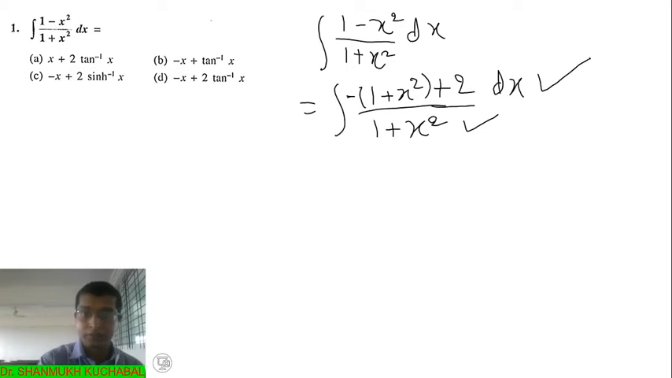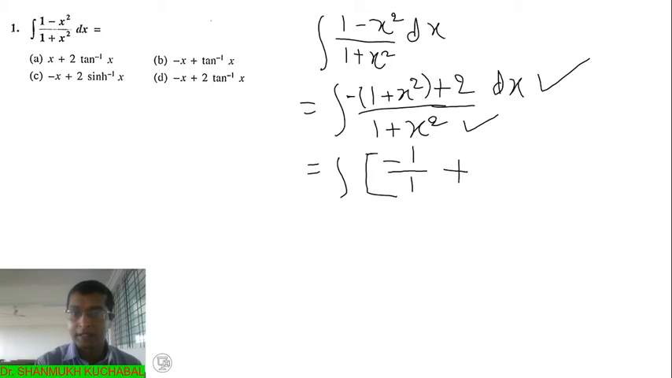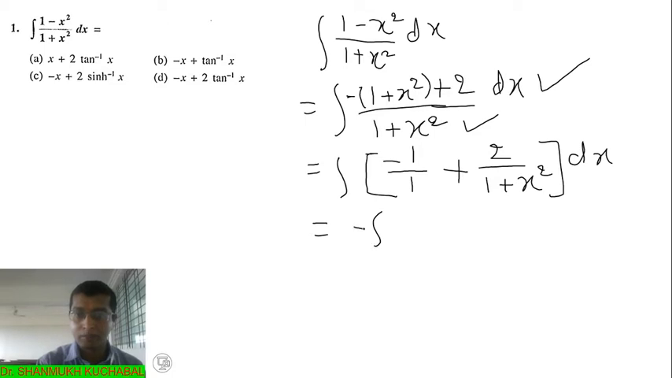So further we split into two integrals, that is minus 1 divided by 1. So 1 plus x square and 1 plus x square cancel, we get minus 1. Another one we get as 2 divided by 1 plus x square, into dx. So this is equal to the integration of minus 1 into dx. Another one, the constant 2 outside, integration of 1 divided by 1 plus x square into dx.